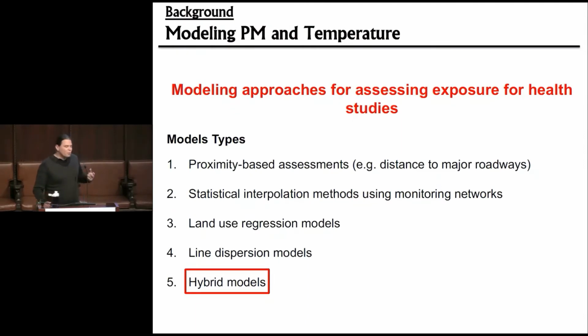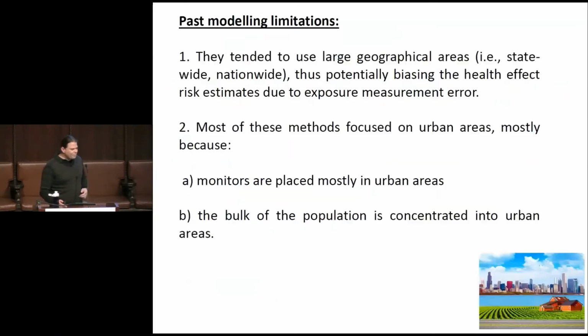I want to present some of the modeling approaches that we've been using over the past years to assess robust exposure for health studies. Traditionally, people have been using proximity-based assessments, that is, what is the distance to a major roadway, to a point source emission. We've also used interpolation techniques such as kriging and IDW, using existing monitoring networks. Further to that, we've started implementing more advanced methods such as land use regression models, line dispersion models, but we've moved or shifted towards using hybrid models in recent years, and that's due to limitations of these previous models.